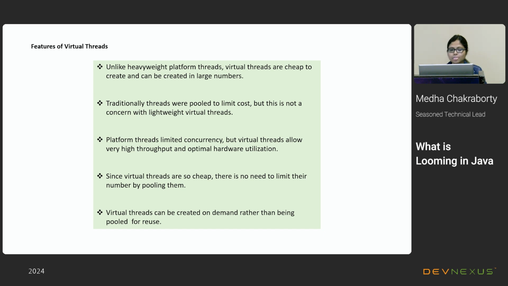the platform threads. Traditionally, threads were pooled to limit cost, but it's not a concern with lightweight virtual threads. So previously, when we used to do our programming, and now also, we create a pool of threads so that we can take a thread from that pool and work on that. And when the work is done, the thread goes back to the pool, waiting to start another job. So in case of virtual threads, we don't have to create a pool and limit the threads.